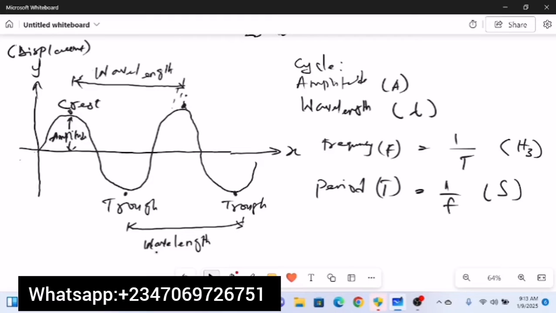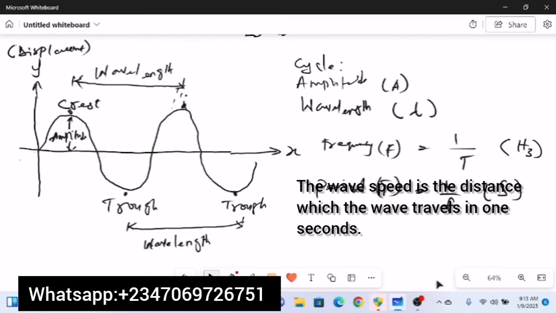Now, another thing we can talk about is speed. Remember we said earlier that wave motion is simply a disturbance that transfers kinetic energy from one point to another without a transfer of the medium or any particle of the medium. So we can't talk about kinetic energy without talking about wave speed. What then is wave speed?